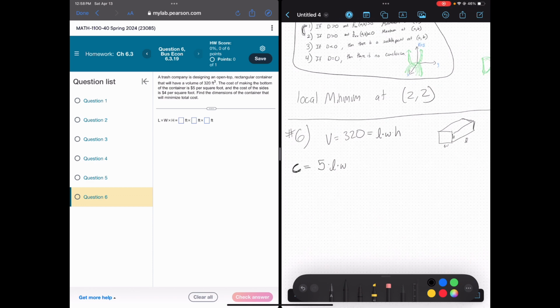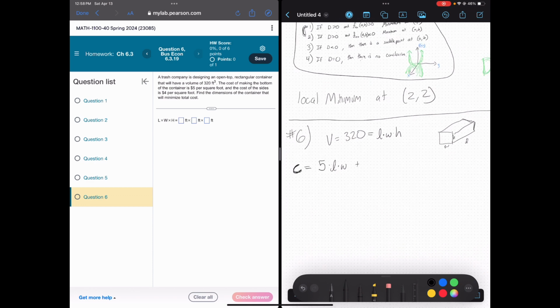So now I need to get the sides. Well, it's $4 per square foot for the sides. So if I look at this side, that's going to give me 4 times width times height. But how many of those sides are there? There's actually this side on the other side, which is going to be the exact same size because this is a rectangular container. Both of those sides will have equal areas, so I can just multiply it by 2.